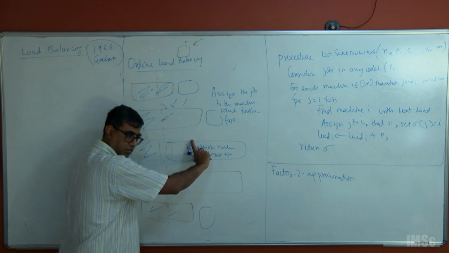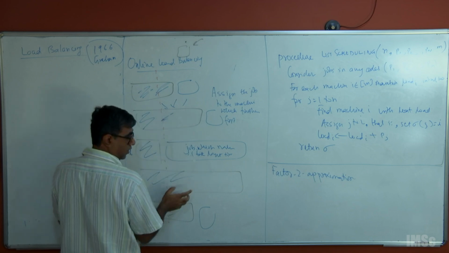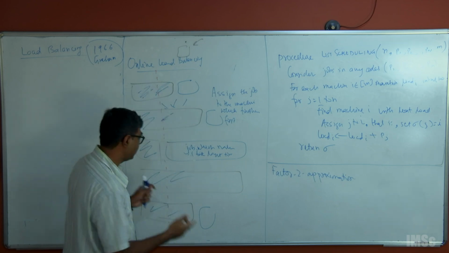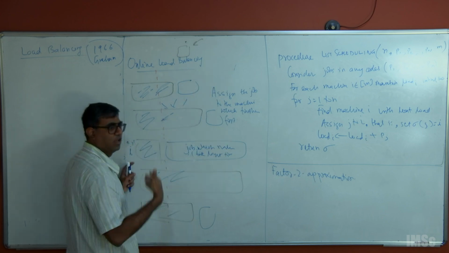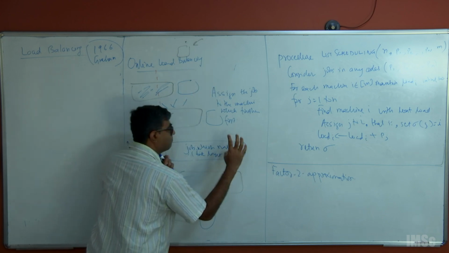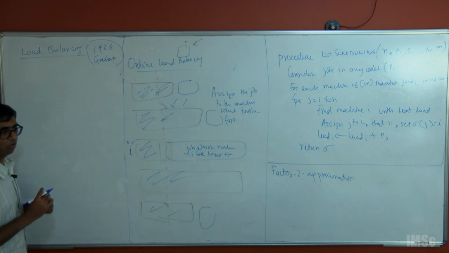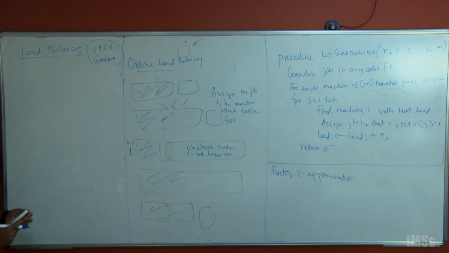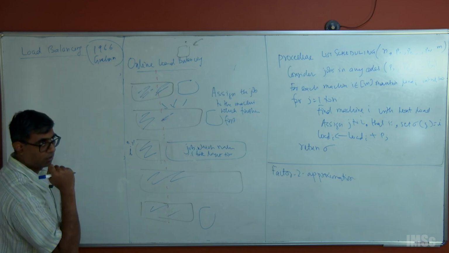Is that fine? Because even without this, the load of these machines was larger than the load of machine I. So if after that I add more things, load can only increase, it cannot decrease. That's all that is required to prove that this is a factor 2 approximation. But to do that, let's get some basic lower bounds.